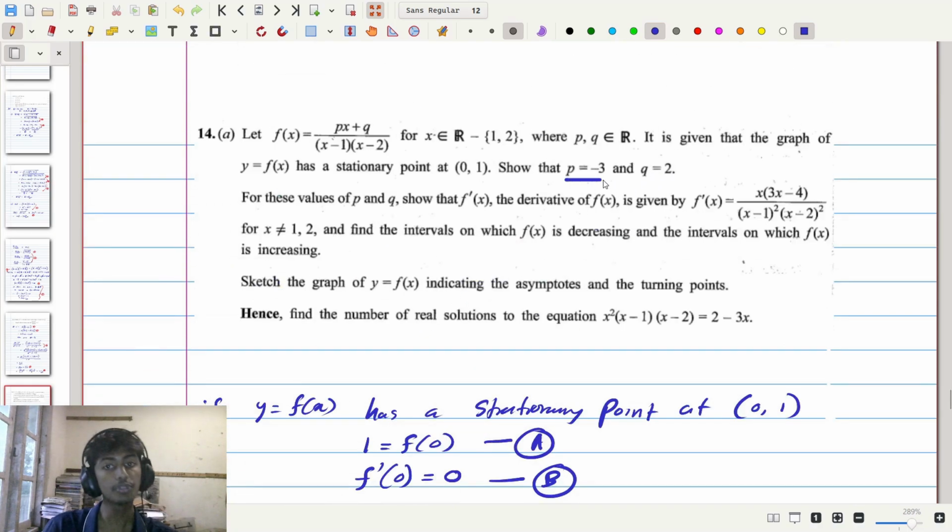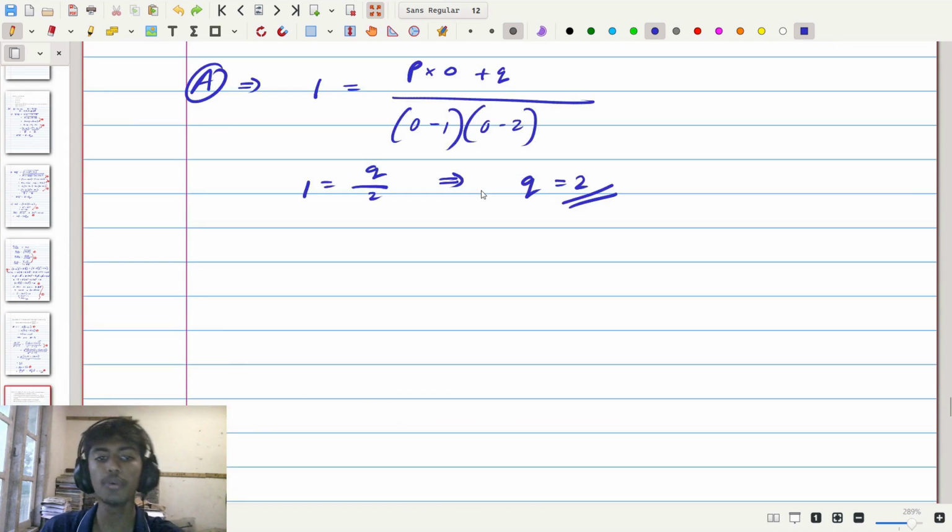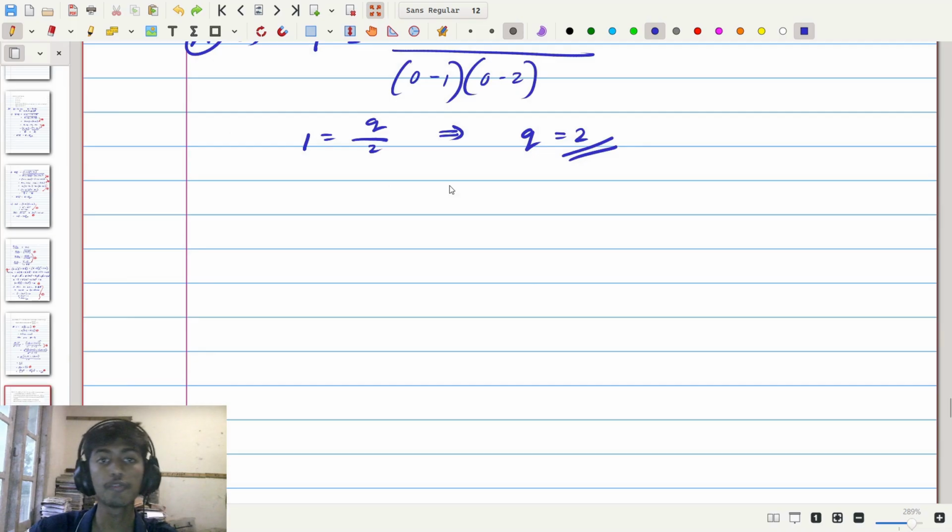Now after that, in order to find p equals negative 3, we need to find f prime of 0 in order to use our second equation. Therefore, we'll now try to find f prime of x.